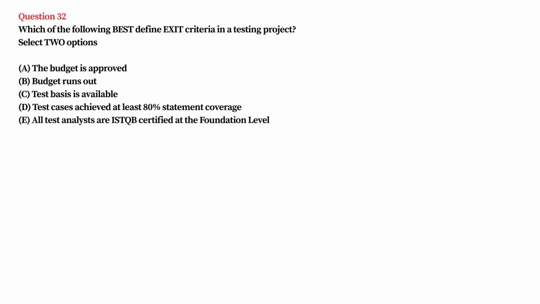Answer C is not correct. Availability of resources is an example of an entry criterion for testing. Answer D is correct. Coverage is a measure of thoroughness, so it is a typical exit criterion. Answer E is not correct. This is an example of an entry criterion, checked before the project starts.